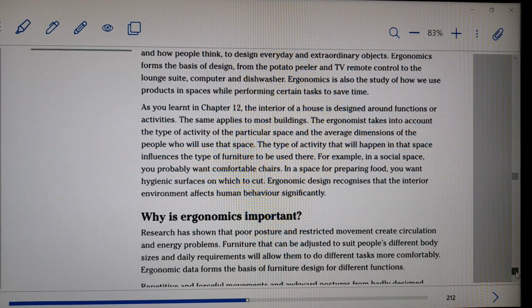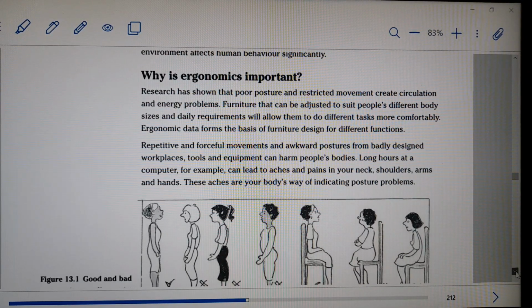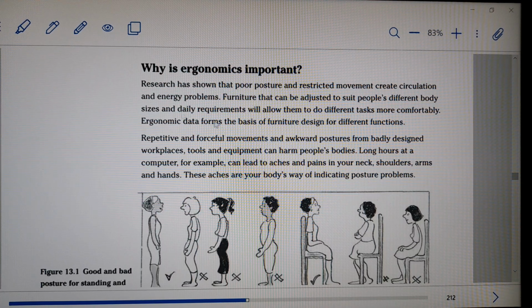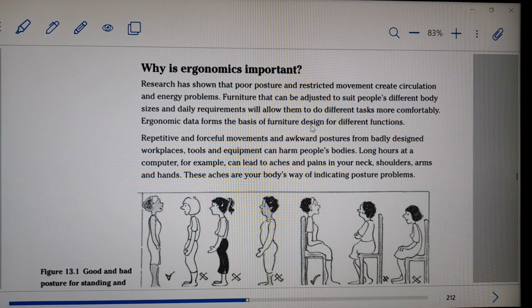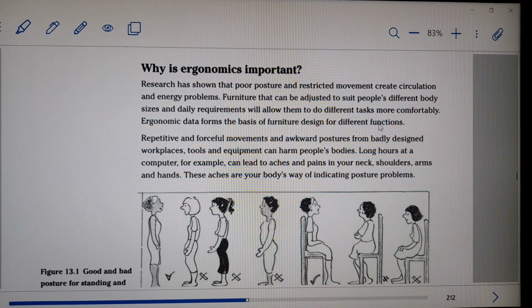Now, let's look at why ergonomics is important. Research has shown that poor posture and restricted movement create circulation and energy problems. Furniture that can be adjusted to suit people's different body sizes and daily requirements will allow them to do different tasks more comfortably. Ergonomic data forms the basis of furniture design for different functions.